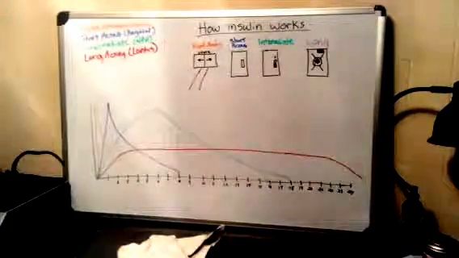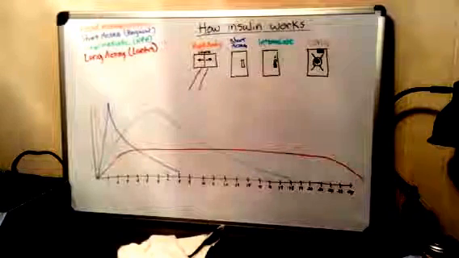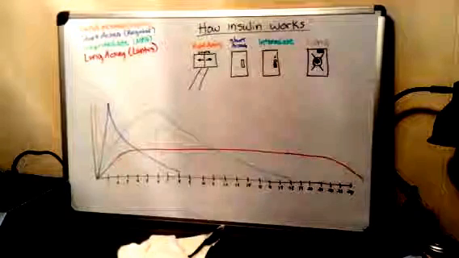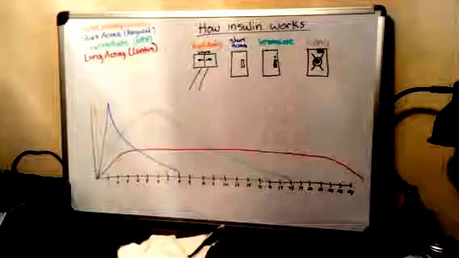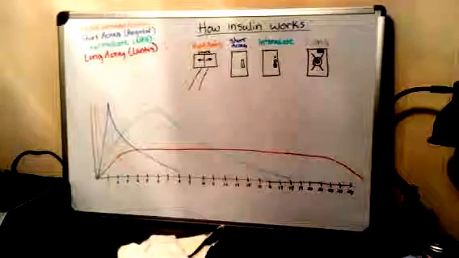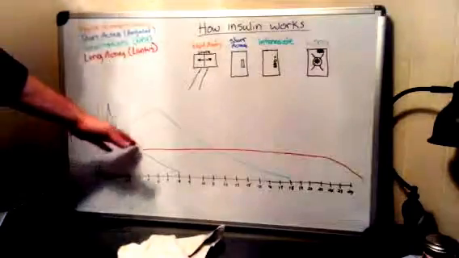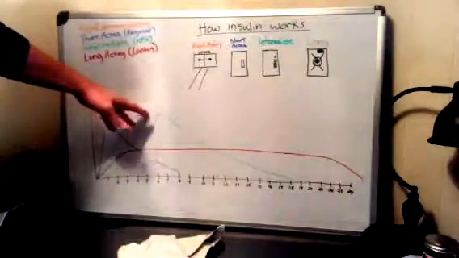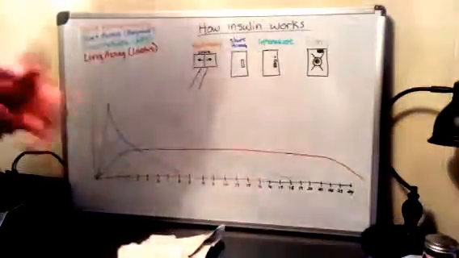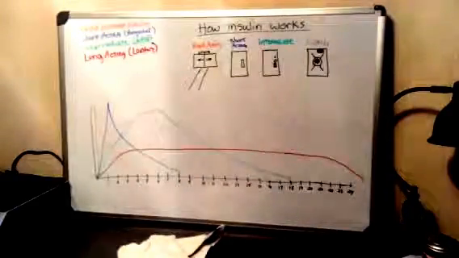Third one, intermediate, the NPH. Easiest way to remember the intermediate is, for the most part, those are the ones that you have to hand roll, that are mixes, 70-30 or whatever. And you can see that their onset is slow. It takes 5-6 hours, and it goes to about 18 before it wears off.